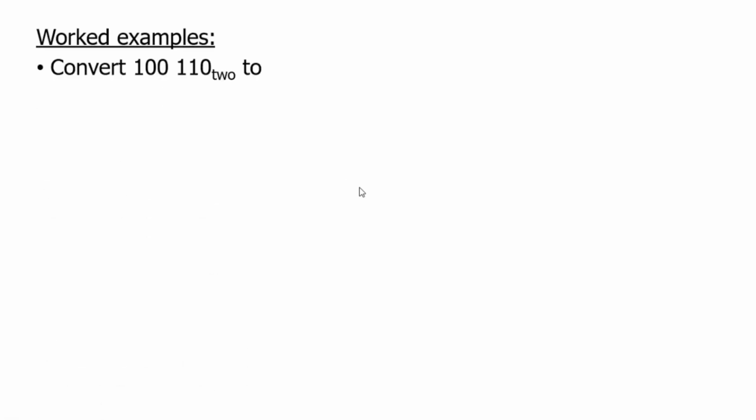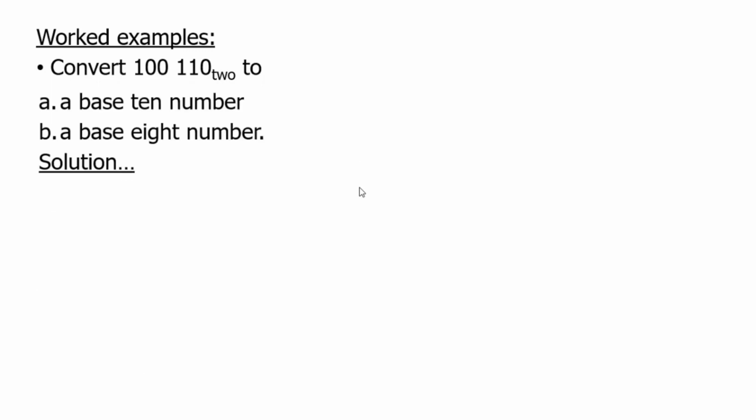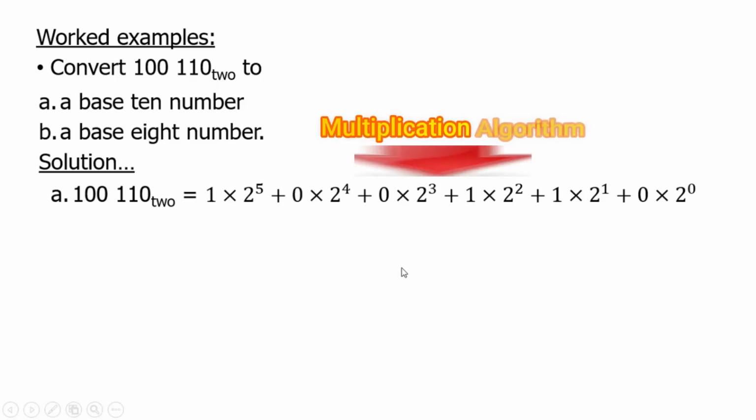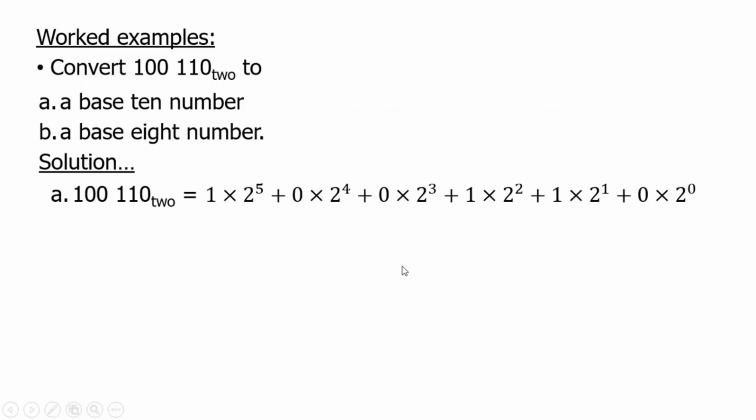We're also going to take another example to explain well. Okay, now we're going to convert 10010 base 2 to base 10 and base 8 numbers. So we're going to learn how to convert base 2 to base 10 and from base 2 to other numbers. Now when we have it like this, remember we made mention in the first slide that we're going to use the multiplication algorithm. So this is an example of the multiplication algorithm.